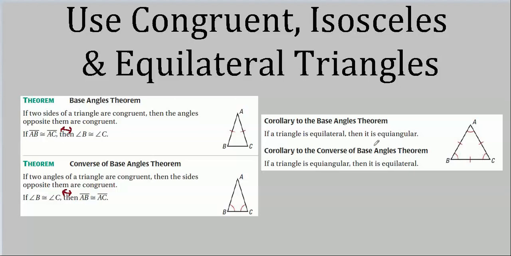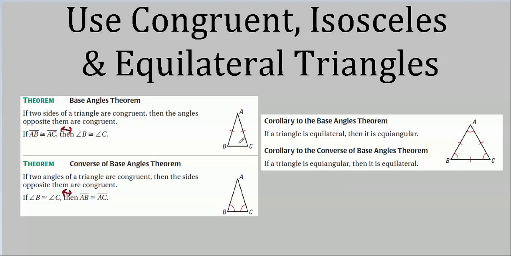But you can see what you're doing here. You're really just applying the base angles theorem for isosceles triangles twice, because all three sides are congruent. So you could pick these two to be the congruent sides, and then pick these two to be the congruent sides. So that's all this says here. Since two sides are congruent, then their opposite angles are congruent.